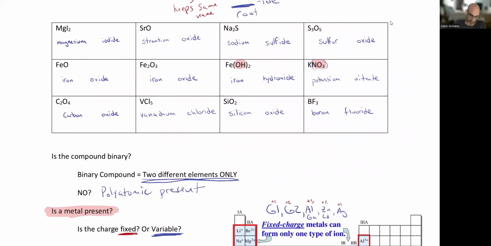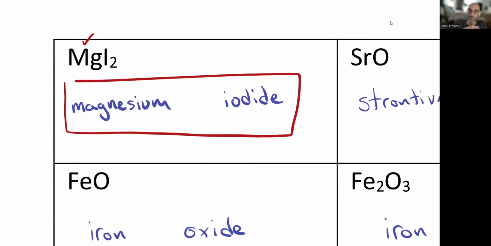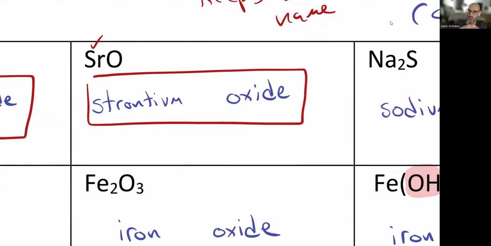So let's go through this list and let's decide. Do I have a metal present? Yes, I do. Magnesium is a metal. Is magnesium in group 1 or group 2, or is it one of the special ones, aluminum, gallium, zinc, cadmium, or silver? It's in group 2. That thing is done. We are good to go. Next up, strontium oxide. First of all, is strontium a metal? Yes. Is it in group 1 or 2? Yes, strontium's in group 2. Therefore, it is fixed. The name is done.